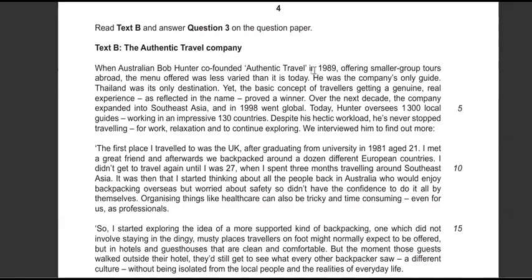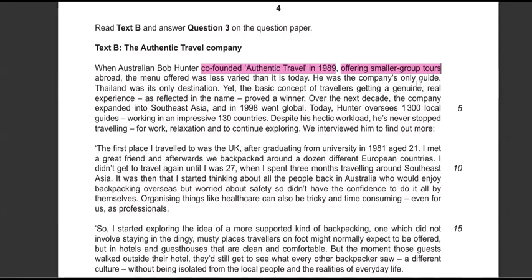The company was co-founded in 1989, and initially they were offering small group tours, not allowing a large number of groups. And the menu offered was less varied than it is today. That means that all the facilities provided by the company to date are now quite complex and wide, but when it was established, it was quite limited, right?